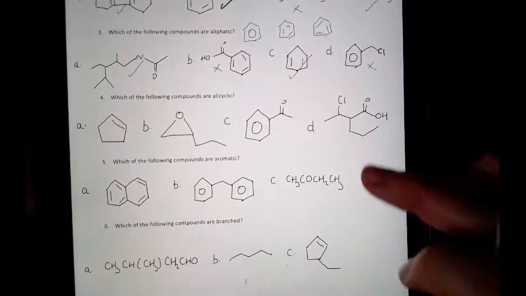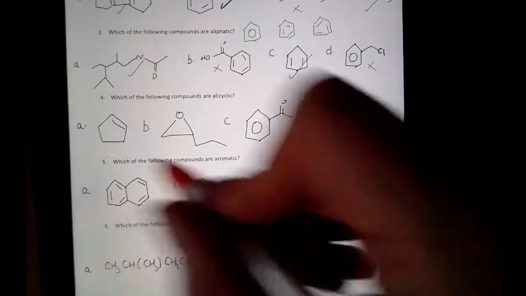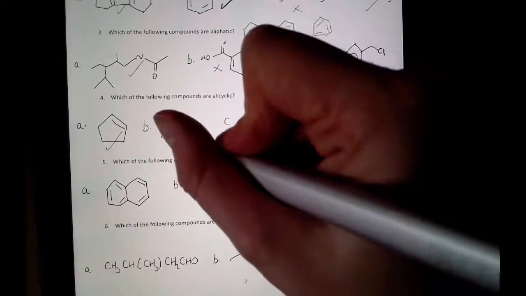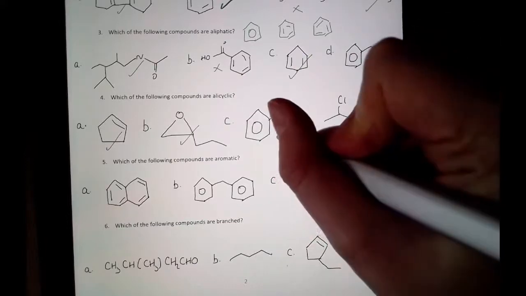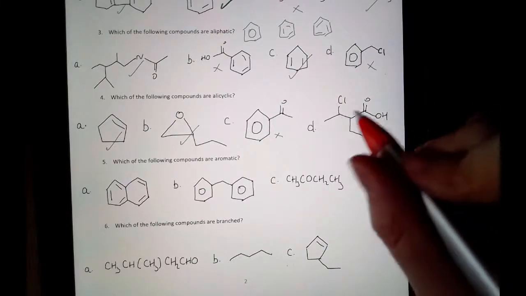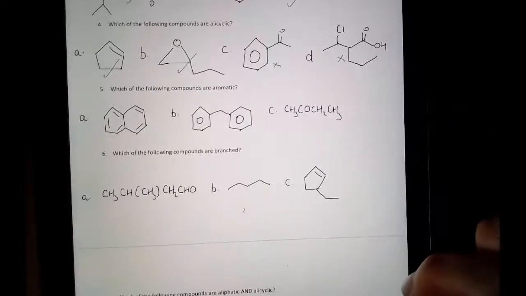Which of the following are alicyclic? Okay, to be alicyclic, again, cannot contain a benzene ring, and they have to be in a ring structure. So this is not a benzene ring, but it is a ring, therefore it's alicyclic. This, not a benzene ring, but it is a ring. I know it's got an oxygen in there, but it's still a ring, so it's going to be alicyclic. Here, this is a benzene ring, so it's not alicyclic, it's just called aromatic. Here, you don't have a benzene ring, but you don't have a ring at all, so it's not going to be alicyclic.